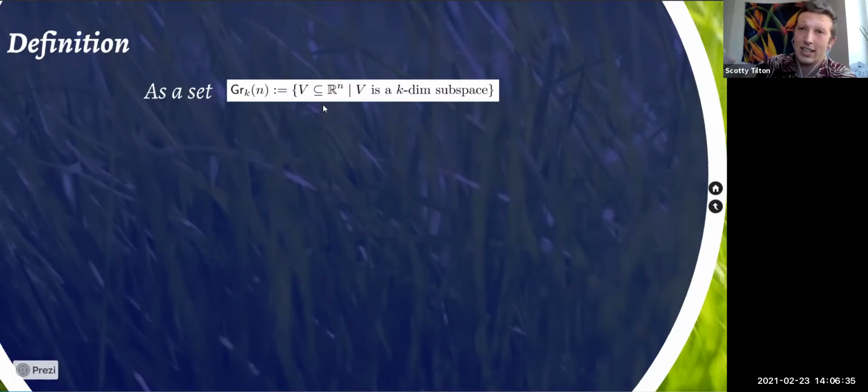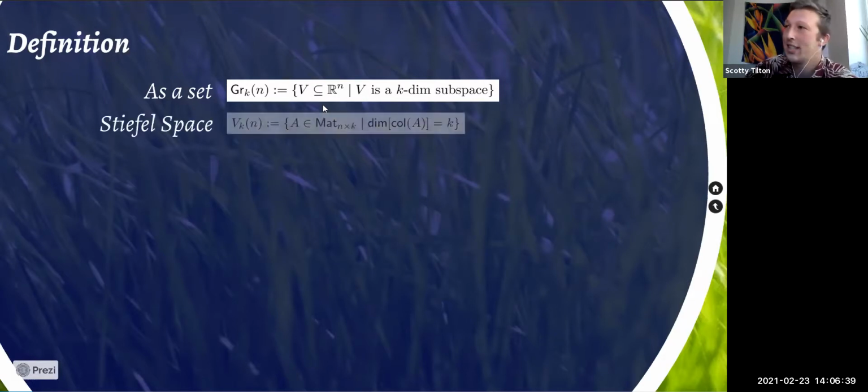There's another thing that I'd like to talk about, and that's the Stiefel space. The Stiefel space is the set of all n by k matrices in R^n such that the dimension of the column space is k. You could maybe think of this as like GL_n, but we're living in n by k matrices instead of n by n matrices.